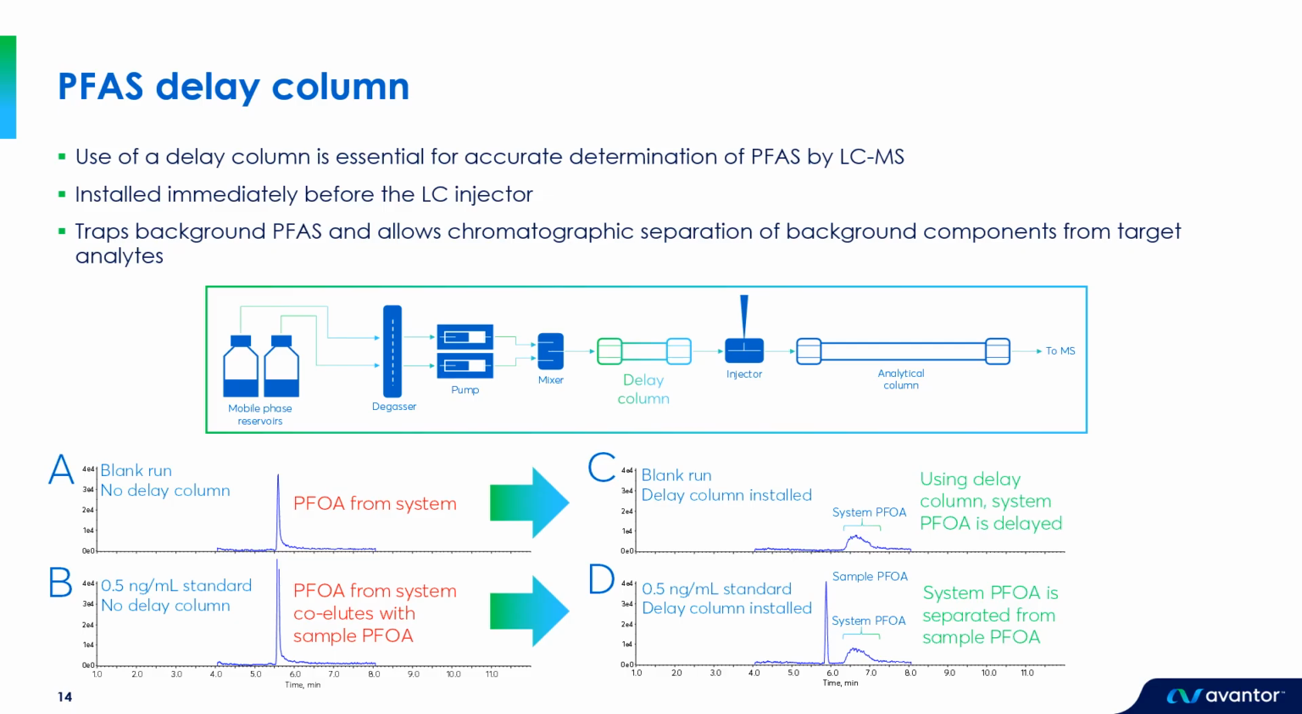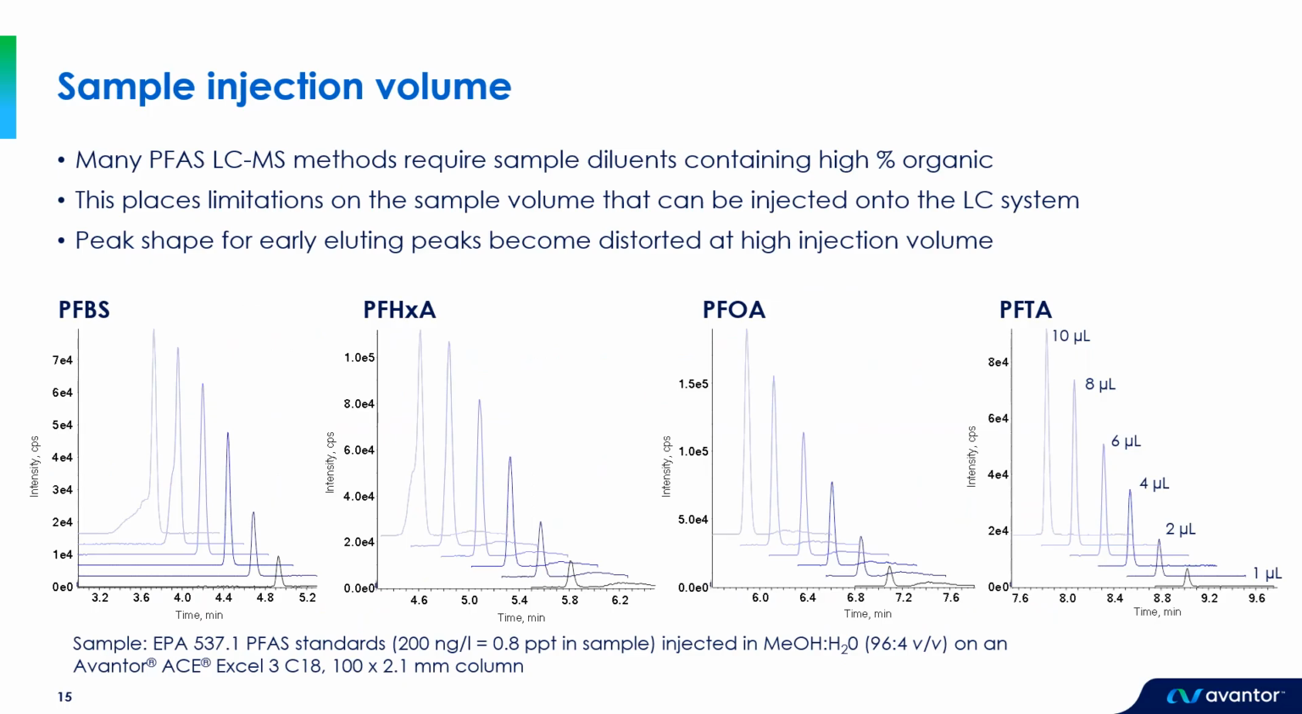So one quite critical part of the LC method is the sample injection volume. We want to reach very low detection limits, so a logical thing to do would be to increase the injection volume to improve our sensitivity. However, as we mentioned earlier, we have to use a high percentage of organic solvent in our sample diluent, and this places limitations on the sample volumes that we can inject onto our LC system. Ideally, we want to inject with a weak solvent, so a highly aqueous solvent, but this is just not possible for PFAS. What we find is that with the high percentage of organic in our sample diluent, the peak shape of early eluting compounds can become distorted or even split as we increase the injection volume.